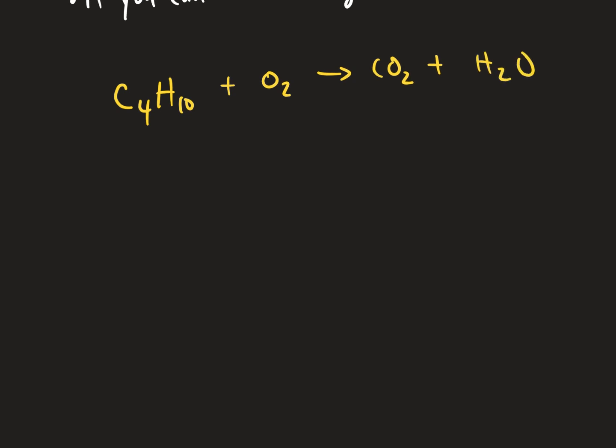Okay, so let's do one. Let's do butane, C4H10. This is the stuff in cigarette lighters. Plus oxygen gas gives us carbon dioxide and water. All right. So we have carbon, hydrogen, and oxygen on both sides. Where should we start? Should we start with carbon, hydrogen, or oxygen?